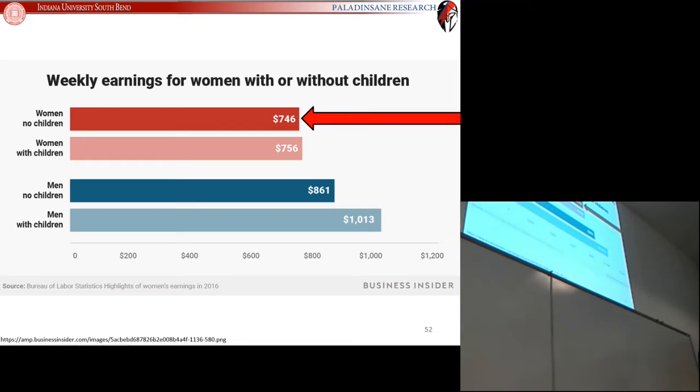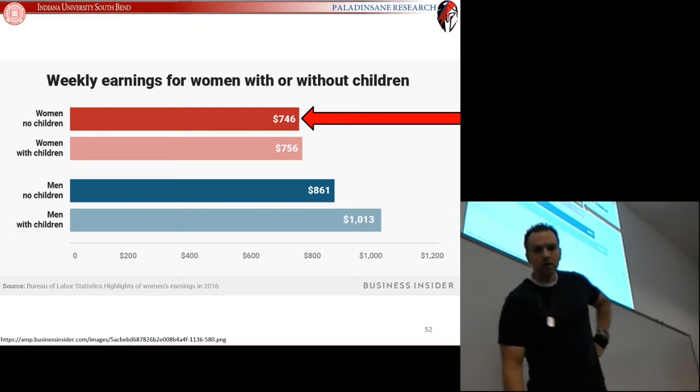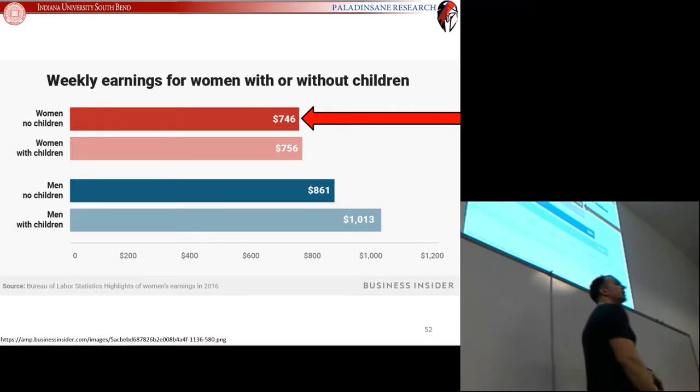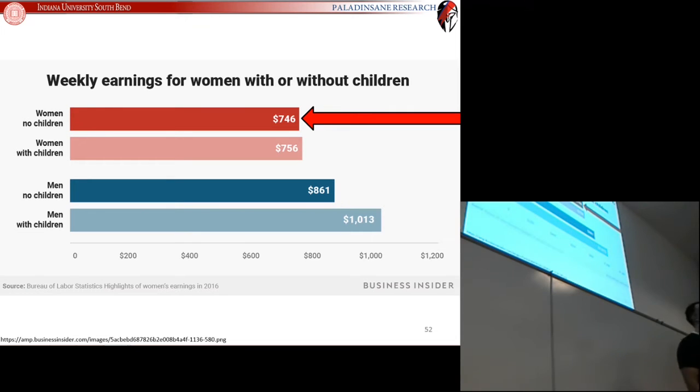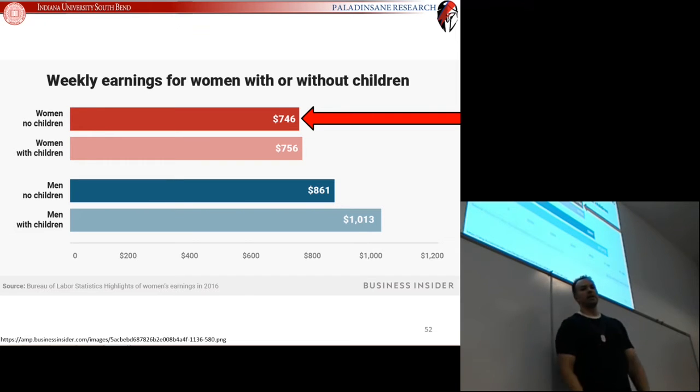So we can see here that when you compare women with no children to males with no children, the women with no children earn less per week than males with no children. And it's about, what do we got, $120 less per week. So in this case, we have a gender gap, a gender pay gap, where women are earning less than their male counterparts. That's one set of data.